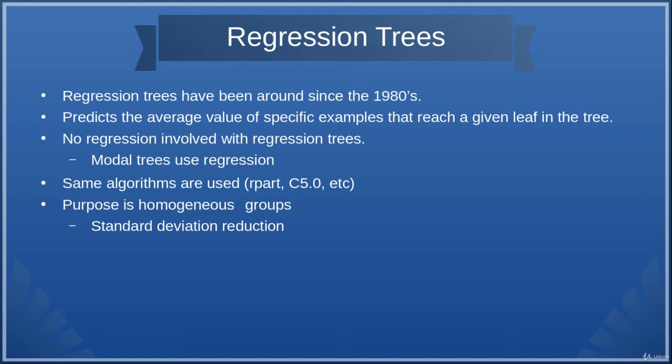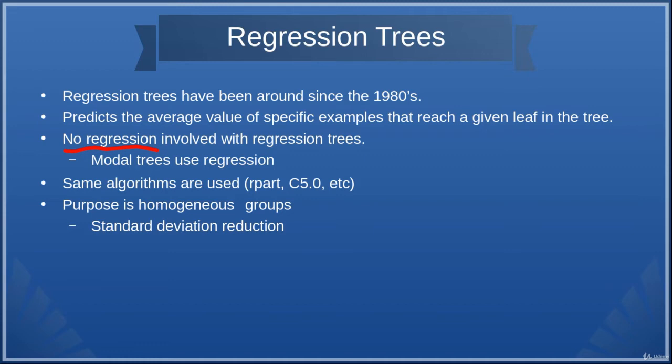Now this might be surprising, but as you can see right here, there's no regression involved with regression trees. This idea of regression trees, numeric prediction trees, they're all saying the same thing, but strictly it doesn't really involve regression. However, modal trees do use regression, and we're going to talk about that in the final lesson of this unit. Now, all the same algorithms are involved when you're doing regression trees or numeric prediction trees, whatever you want to call them.